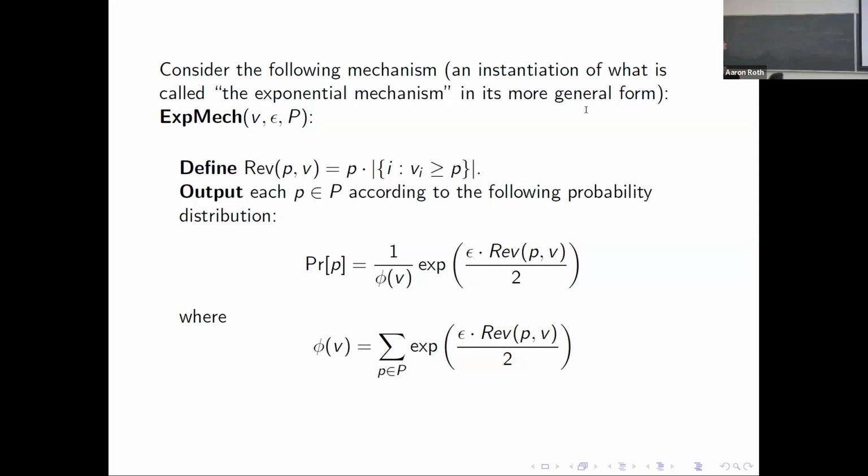So the mechanism is very simple. I look at the bids. I compute the revenue under these bids for each of the fixed prices I might charge. And then I just randomly pick a price according to a distribution that puts weight on each price, exponentially in proportion to epsilon times the revenue obtainable at that price. And that's it. Does that make sense?